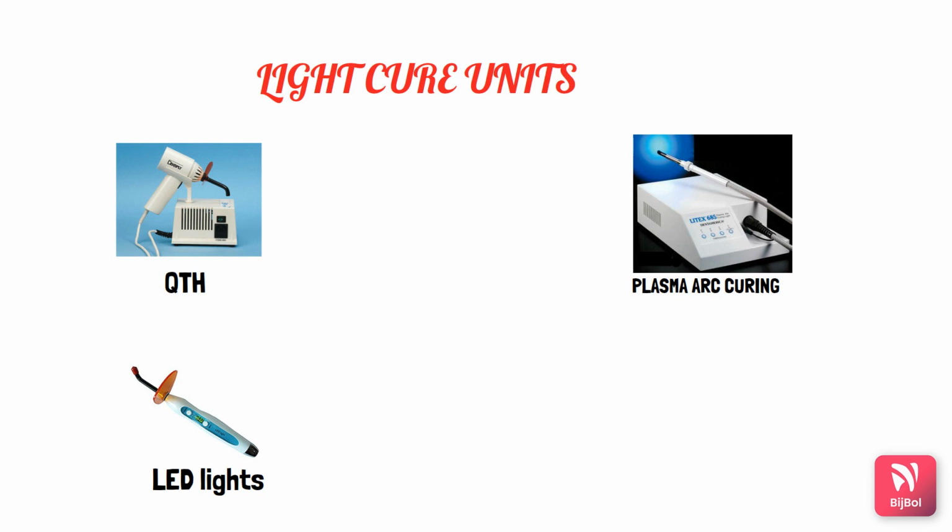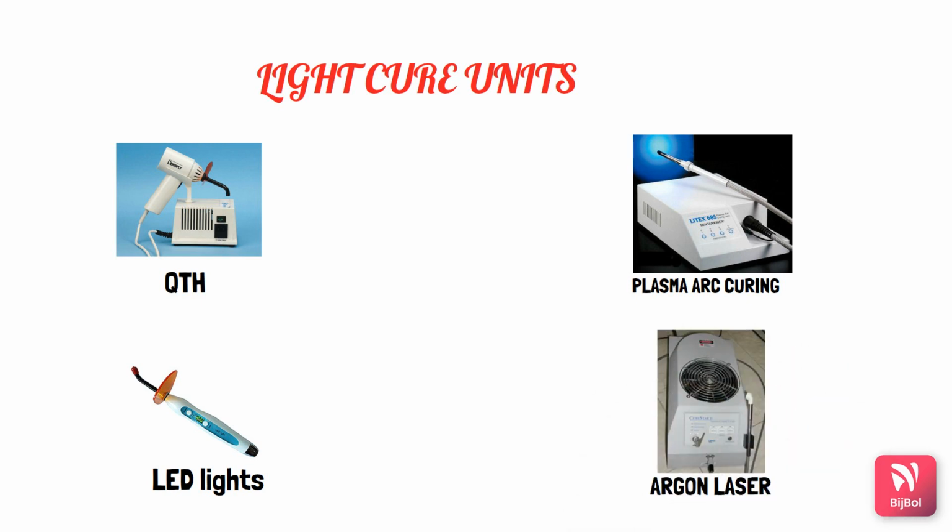Now we'll see the argon laser curing light. Recently, lasers are being employed for curing composite resins. The argon lasers emit a blue light at a wavelength of 457 to 502 nanometers, which is suitable for curing the composite. The advantage is that it will produce polymerization in a uniform manner and an increased degree of polymerization of composite resins compared to the standard QTH units.